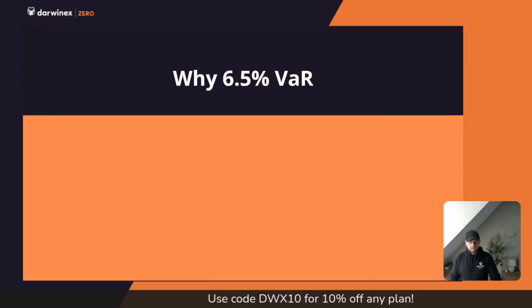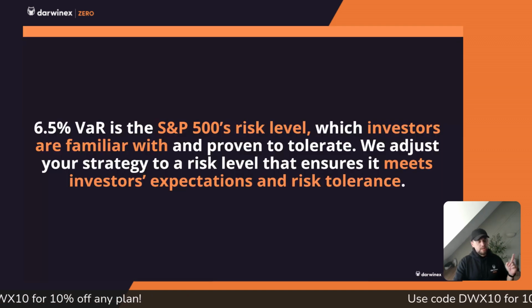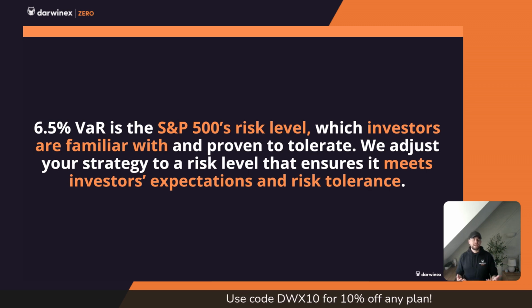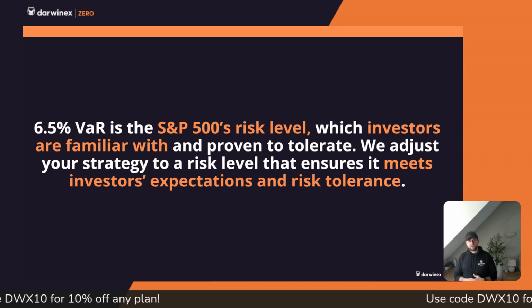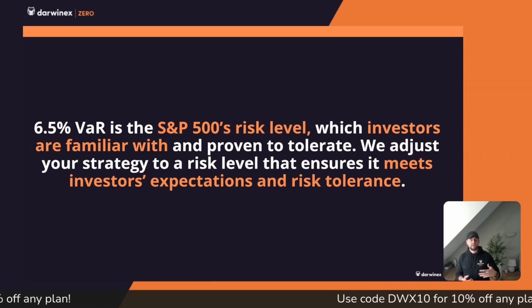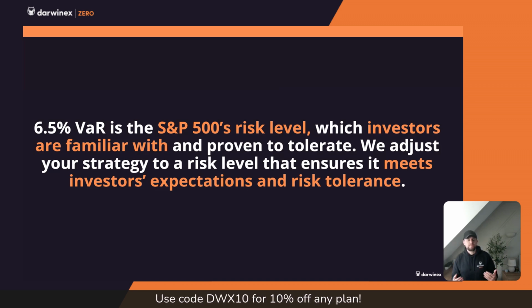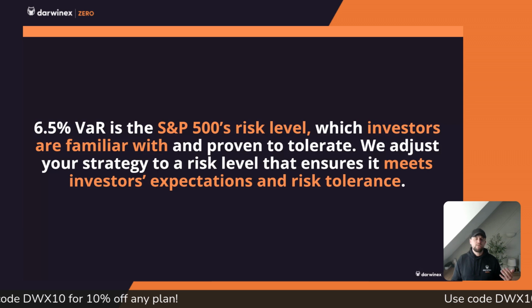Now, you might wonder why we use 6.5% value at risk. And there's a couple of reasons. The main reason is that the S&P 500's volatility is sat at a 6.5% value at risk. Now, we know investors are happy and will tolerate that sort of P&L volatility. We know that they can sit through certain amounts of drawdown. And so what we're trying to do is adjust everybody's trading strategy to a risk level that we know an investor will be happy with.